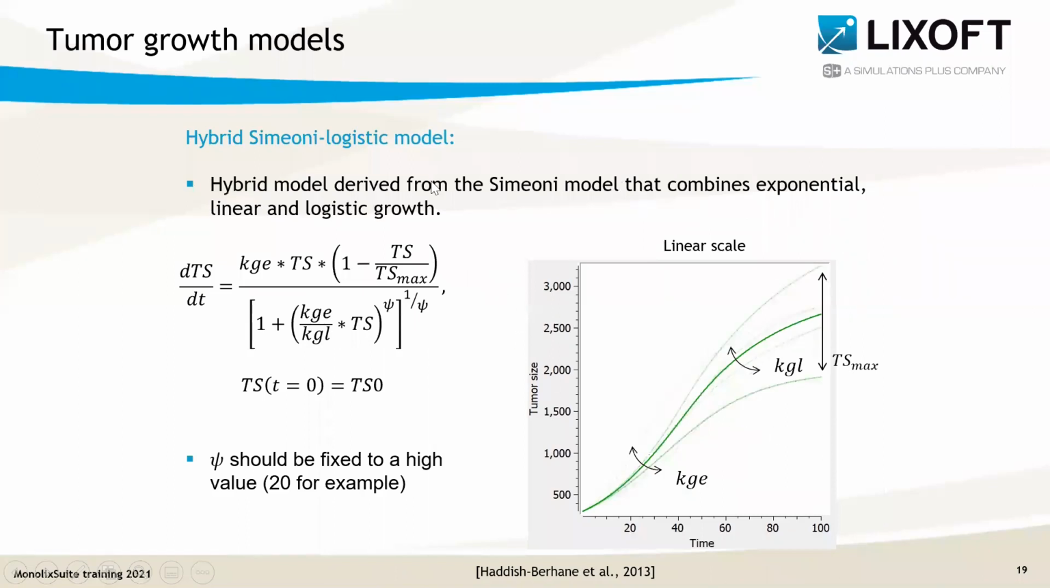Another example is a hybrid Simeoni logistic model in which the logistic model has been used in combination with the Simeoni growth by adding this factor here on the numerator to combine the exponential, linear, and the logistic characteristics on a single curve and add a saturation.